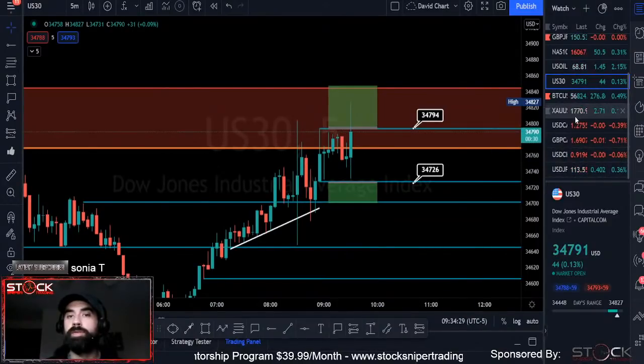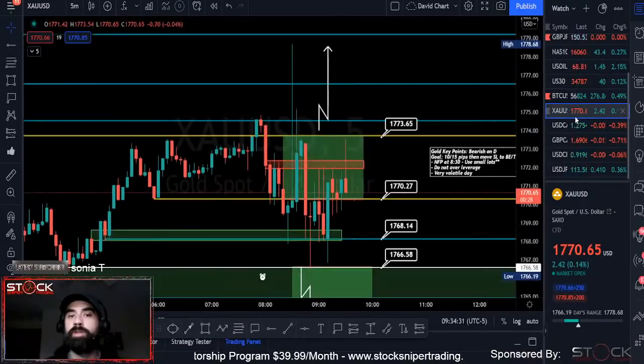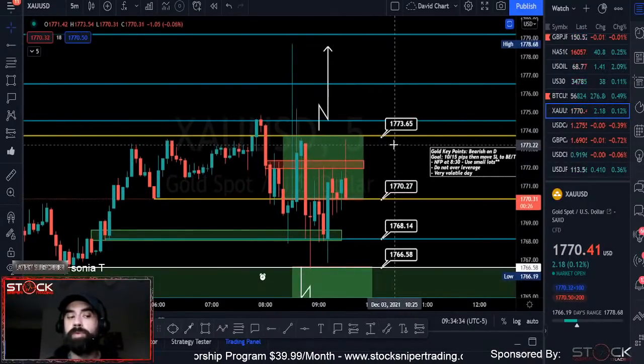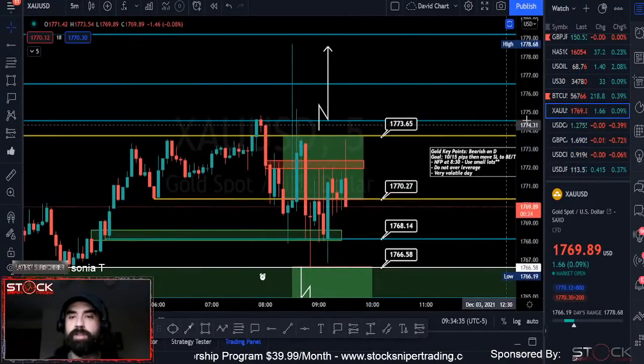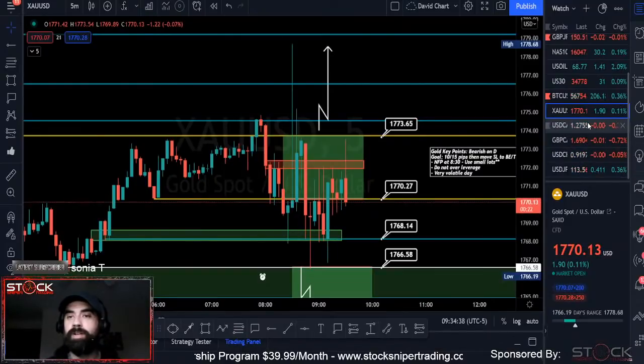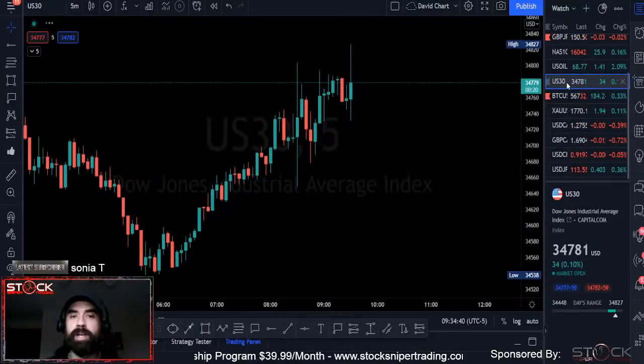Check gold for a second. Sure, we'll check that out. So gold did ramp up, guys, and it pushed right back down. A lot of indecision right now on gold. Hard head fakes, guys. Hard head fakes on gold.